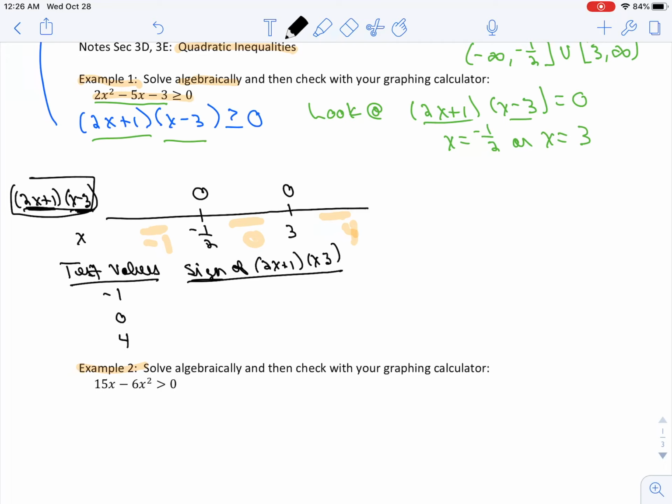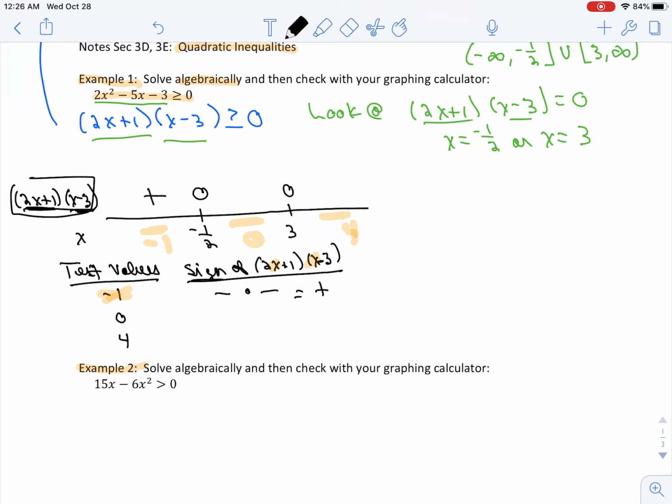Again, I don't need to work it out completely. I just need to think about the sign. If I sub negative 1 in here for x, we get negative 2 plus 1, which is a negative number. If I sub negative 1 in here, negative 1 minus 3 is also negative, so negative times negative is going to give me a positive. So that means that this section, all of it's going to be positive. If one test value in that section gives me positive, then everything's positive.